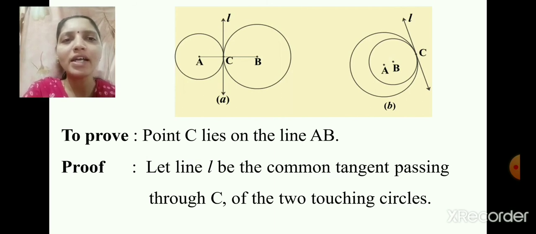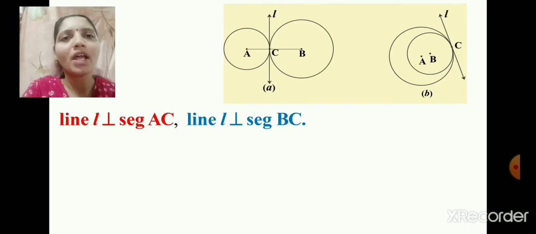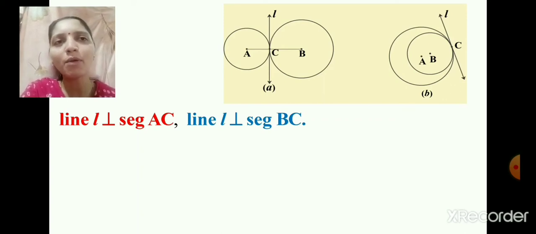Let line L be the common tangent passing through C of the two touching circles. Line L is perpendicular to segment AC. Line L is also perpendicular to segment BC. We have just now seen that tangents are perpendicular to the radius.